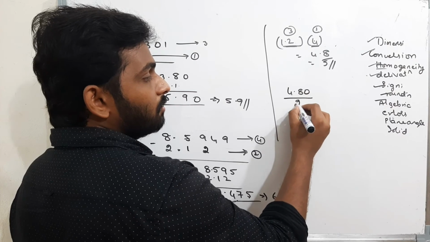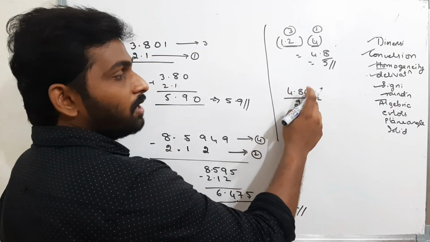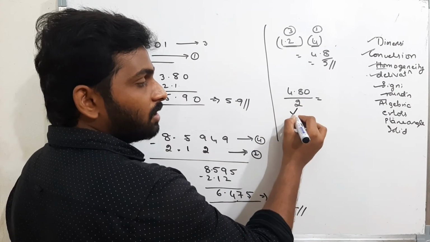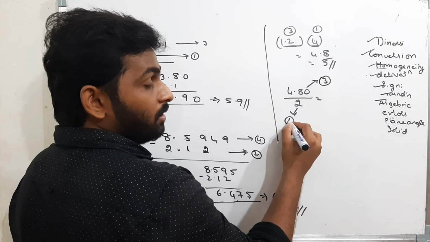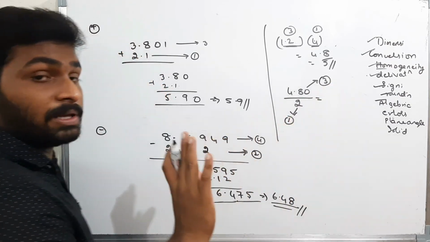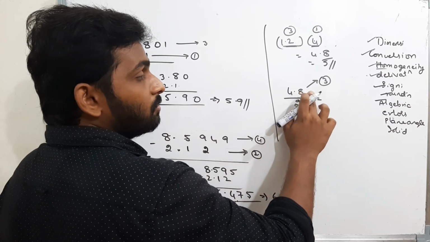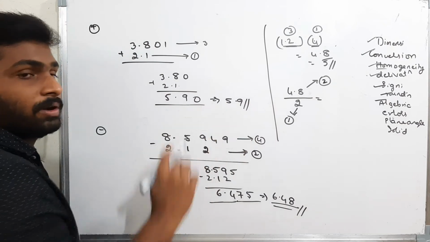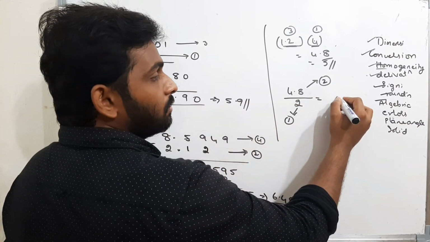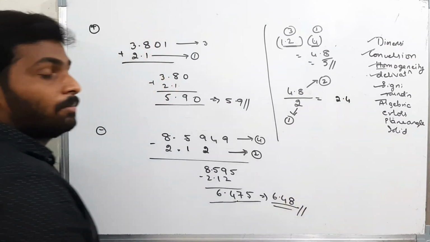4.80 by 2. Now what is the answer? 4.80 by 2. Here how many significant figures are there? 3. Here how many significant figures are there? 1. 1 is least. Plus 1 is acceptable, but 3 is not acceptable. That means I have to round off this one to 2 digits. Therefore number of significant figures are 2. Now I can divide. Now what is the answer? Answer is 2.4. But now see again.